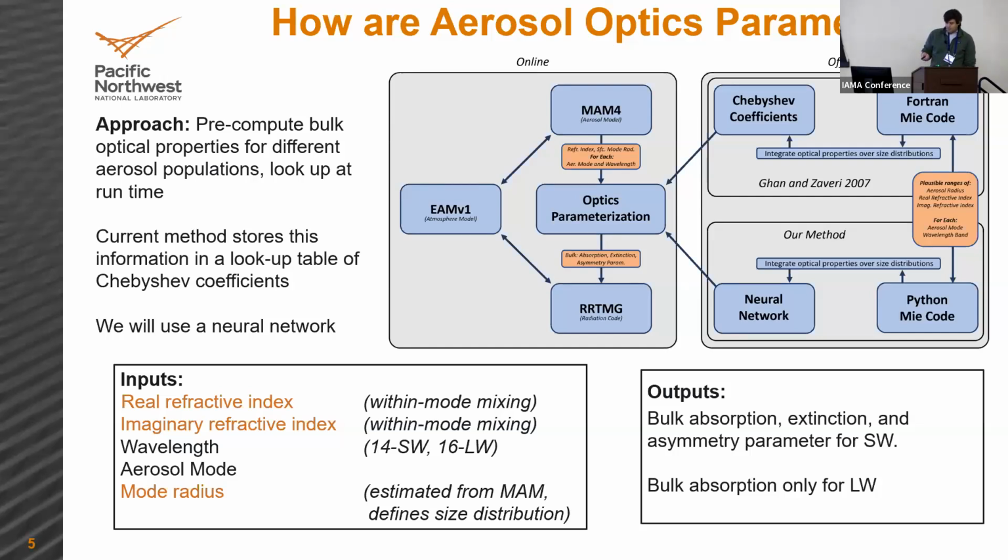It's a little more complicated than that. The parameterization uses Chebyshev interpolation along one of the lookup table's dimensions, but it's essentially just a lookup table.